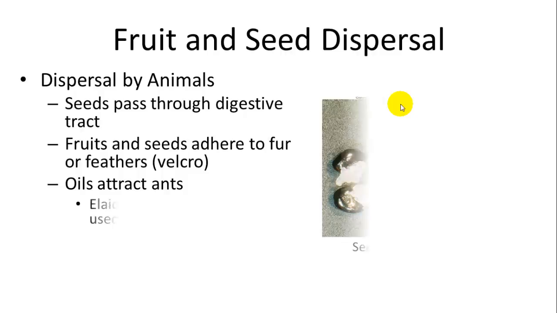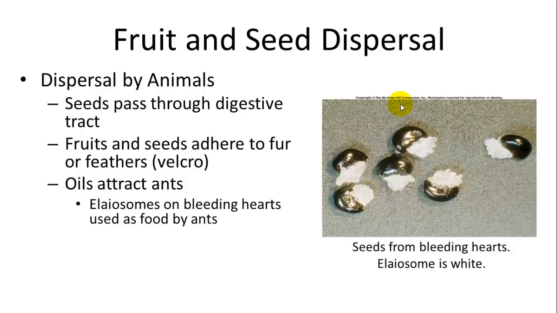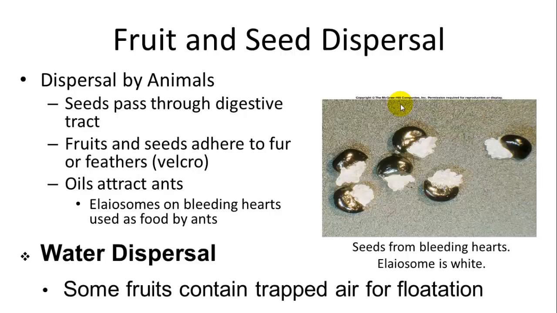Oils can also be used to attract ants, such as elaiosomes on bleeding hearts. The ants will be attracted to the oils and will eat them, and then they'll take the seed, and it will be planted wherever the ant takes it. Water dispersal can also be utilized by seeds by containing a section of air so that it will float and can go downstream from where its parent plant is.